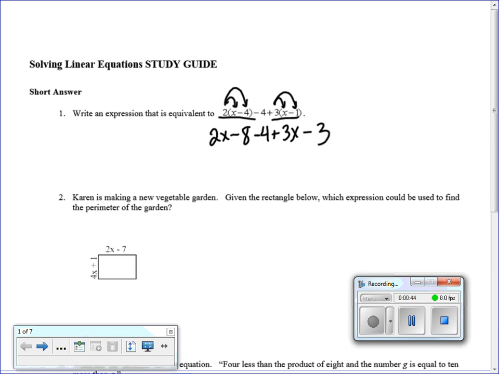Once you've done the distributive property, then it's important for you to identify and combine like terms. Remember, like terms are terms that have the same variable raised to the same power. So you've got 2x and you've got 3x. Combining those will get you 5x.